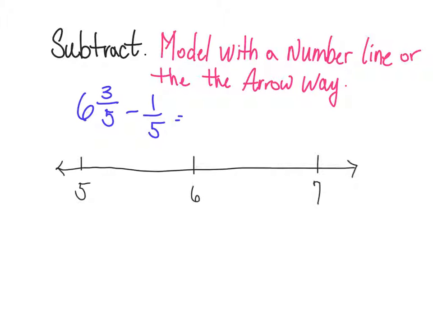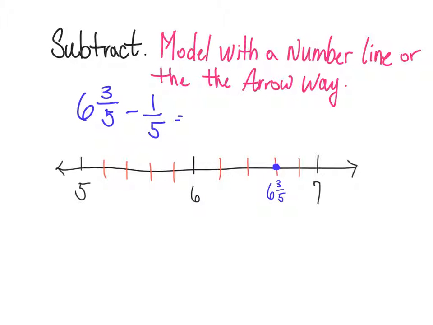And we are breaking this up. We're jumping from this hole to this hole, and between this interval here, we're going to be breaking this up into fifths. And why? Because the denominator tells us that. Okay, and we need to plot 6 and 3/5. So we've got 6 and 1/5, 6 and 2/5, and 6 and 3/5. So we're going to be plotting it right there. So right here is 6 and 3/5.